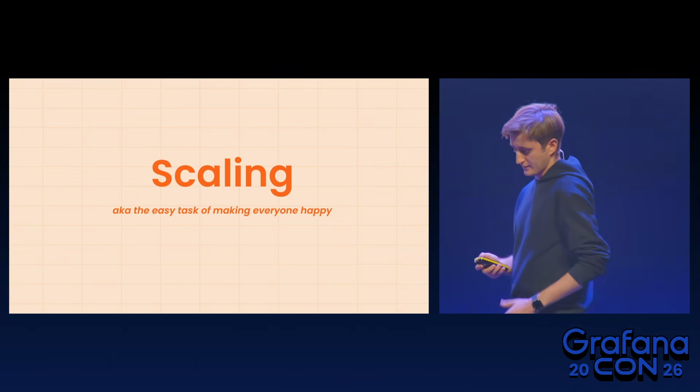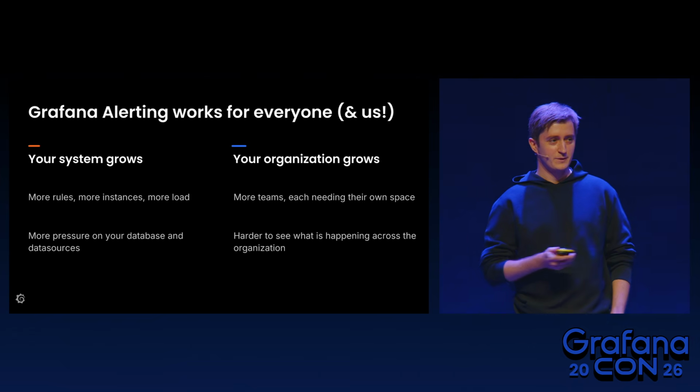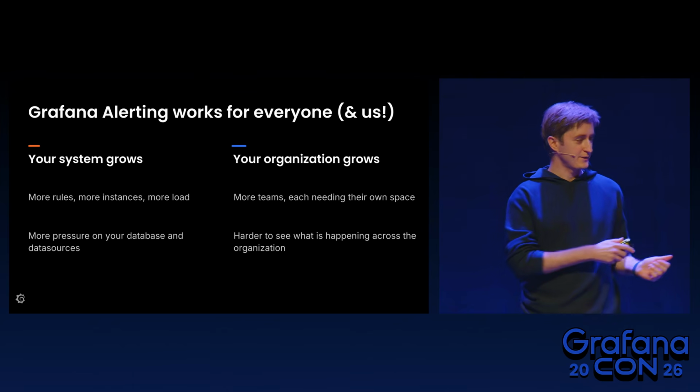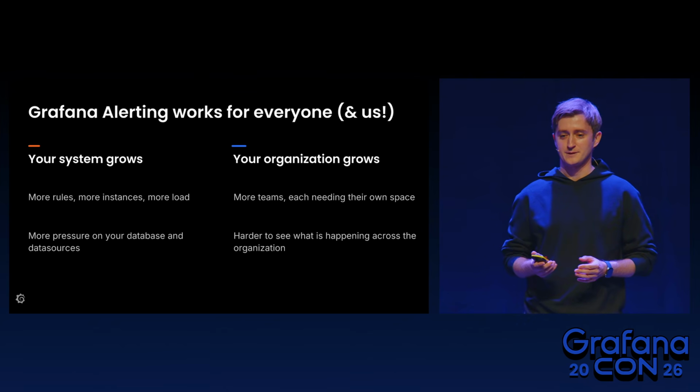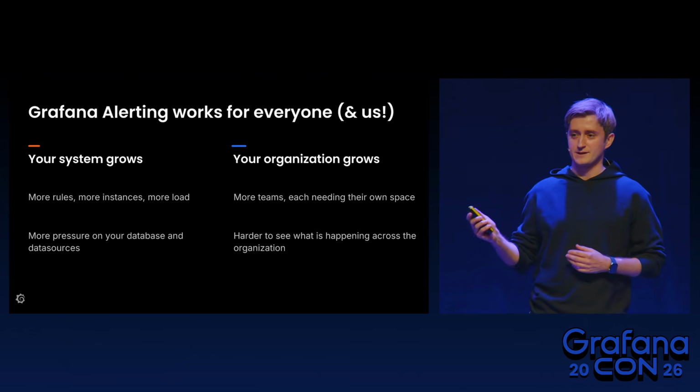One of the challenges we had to solve is scaling, because Grafana Alerting runs everywhere from small teams with just a few rules to large organizations with thousands of alerts. And as Sonia mentioned, we use it internally too. So we've seen what happens when things grow. And there are really two sides to it.